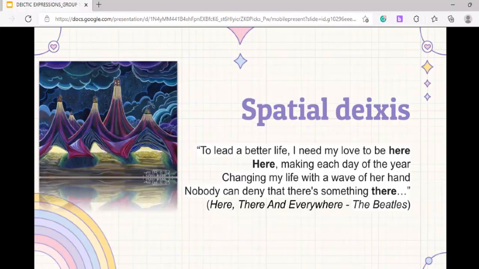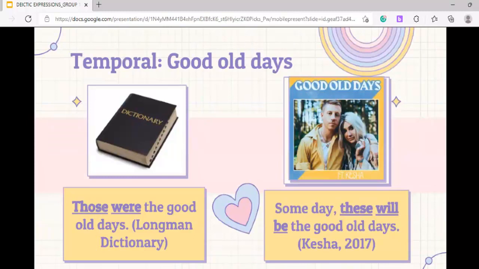Next is temporal. Okay, so I will talk about temporal deixis with the phrase good old days. By definition, good old days refers to good times in the past. That's the reason why you normally find good old days in past contexts, like those were the good old days, and it makes us feel like the good old days were something very far away.